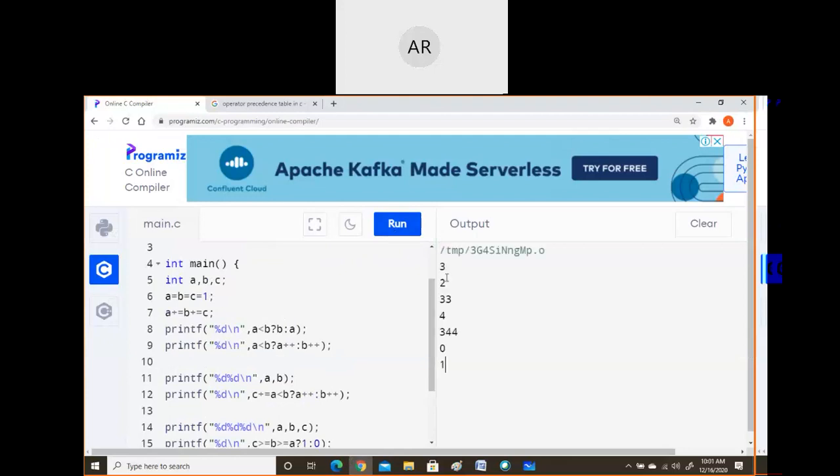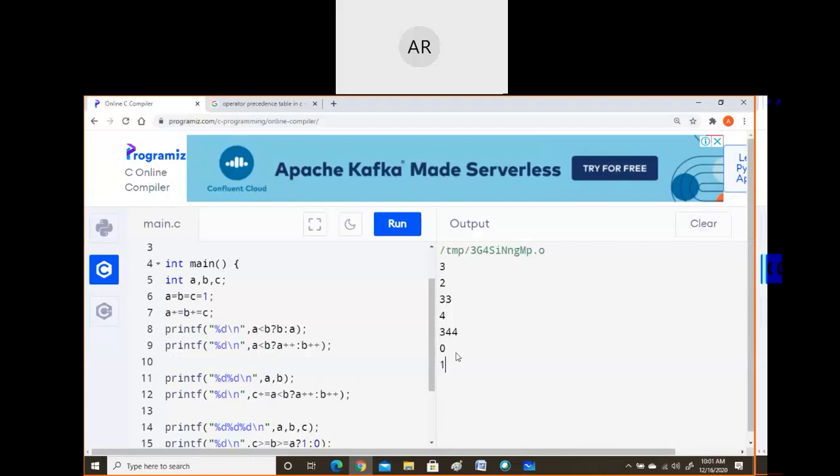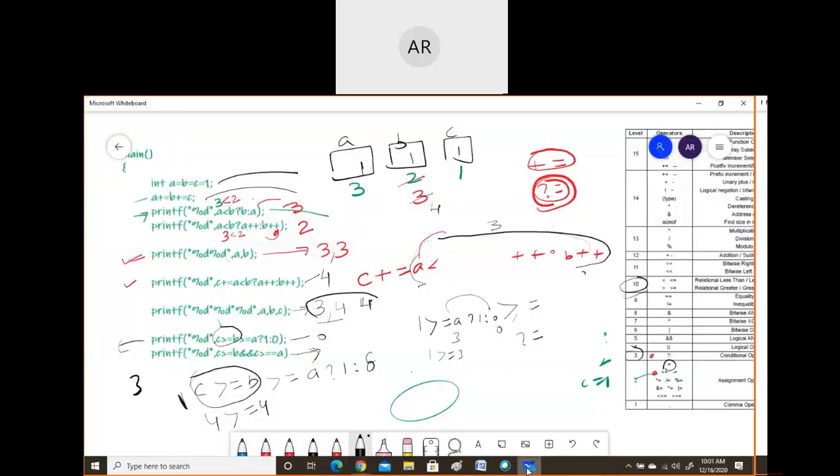Let me run this. I will try this code in an online compiler, right? So we can see the output. This is the same code. The output is 3 2 3 3 4 3 4 4 0 and 1. You can see first 3 3 2 3 3, and in the same way 3 2 3 3 4 3 4 4 0, right? So we can verify what the output of my program is.